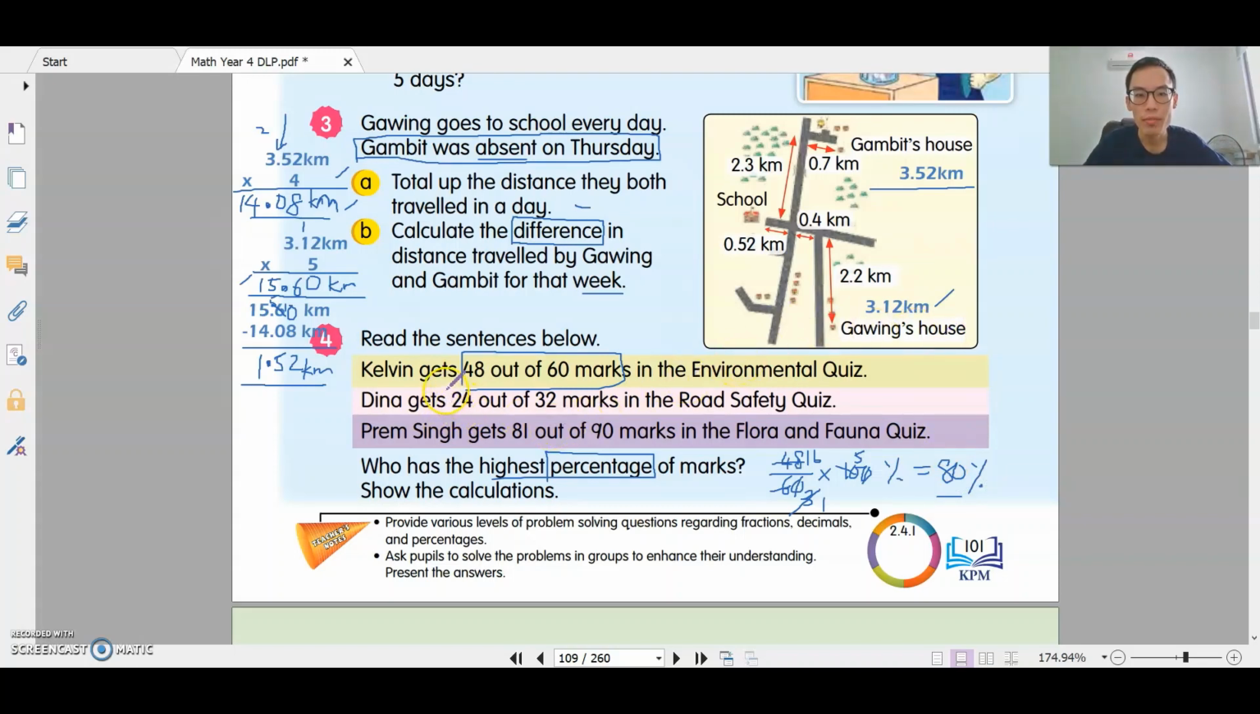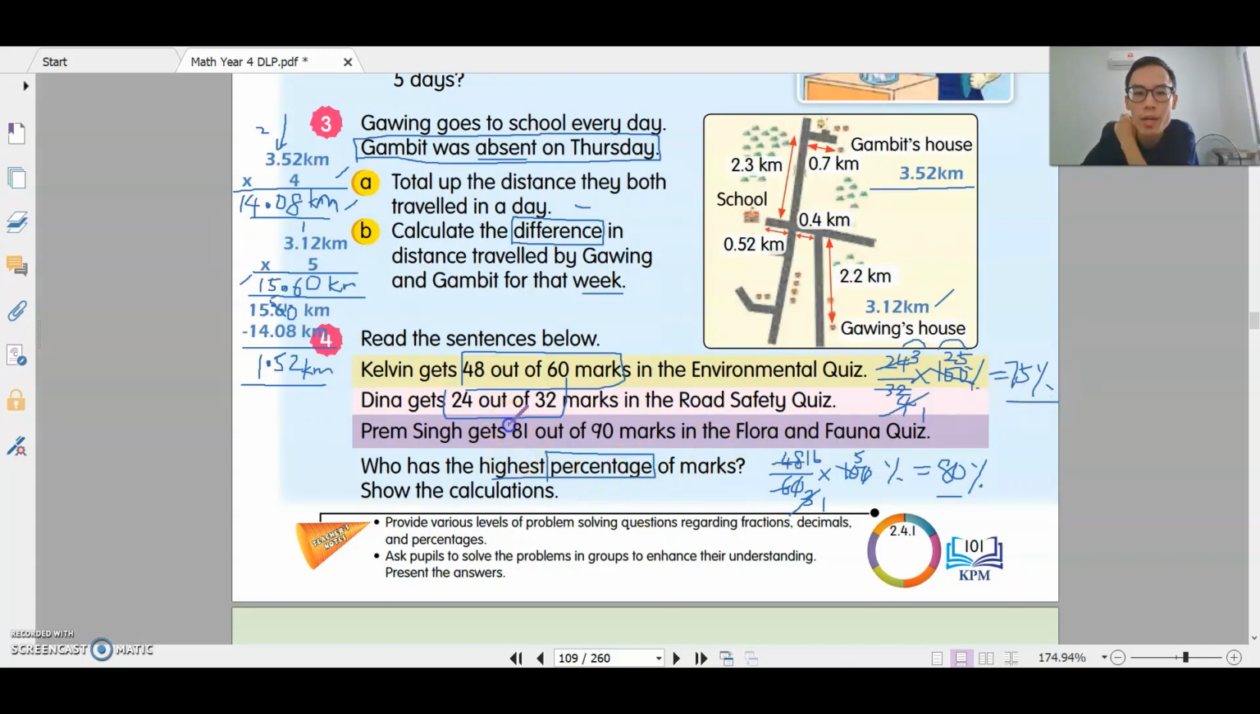Okay, Dina 24 out of 32. So 24 you put on top, 32 you put at the bottom, times the percentage 100%. We always times 100%. That's the full percentage. Simplify the number top and bottom. They are in the same times table, 8. So divided by 8 is 3, divided by 8 is 4. 4 and 100 you can simplify also. Divided by 4 you get 1, divided by 4 you get 25. 3 times 25 is 75%.